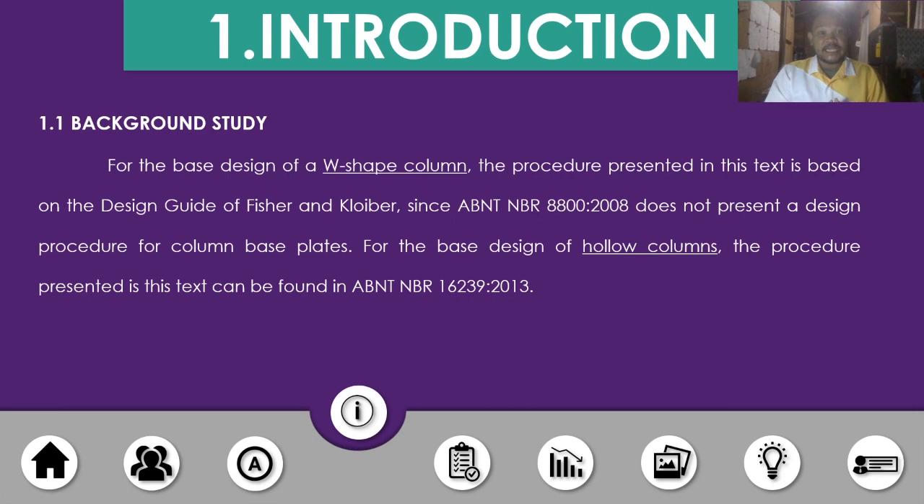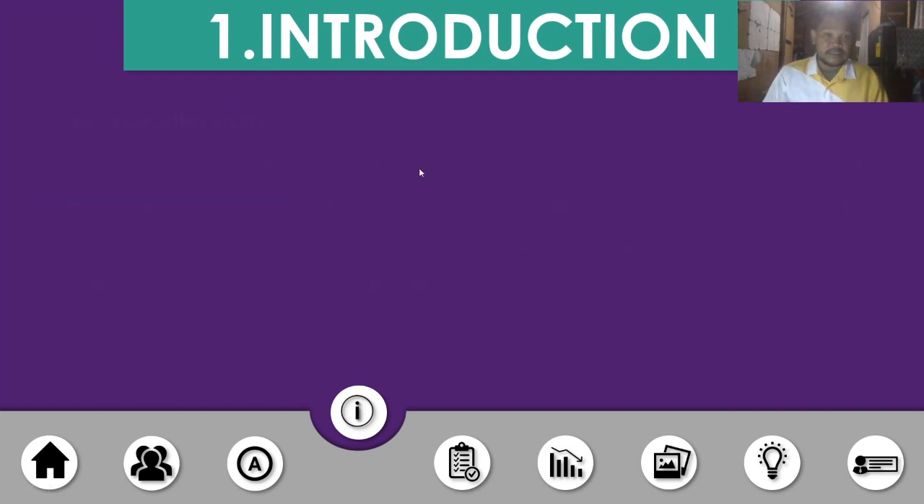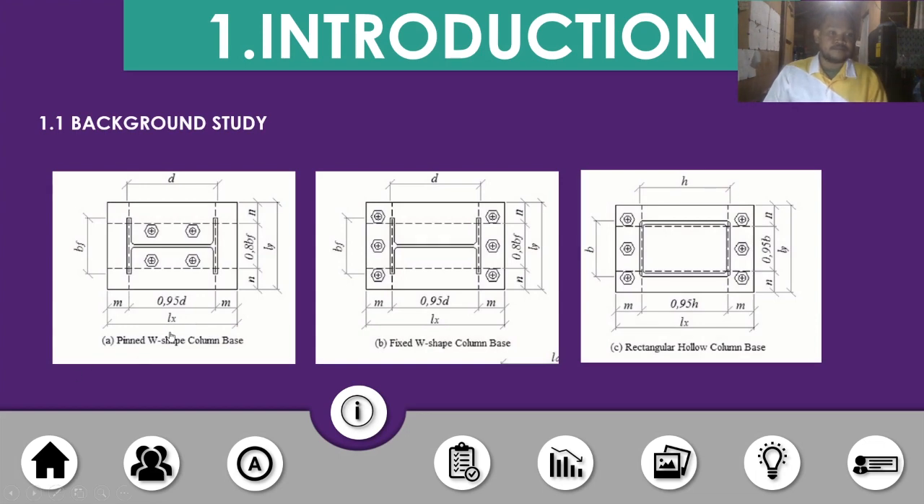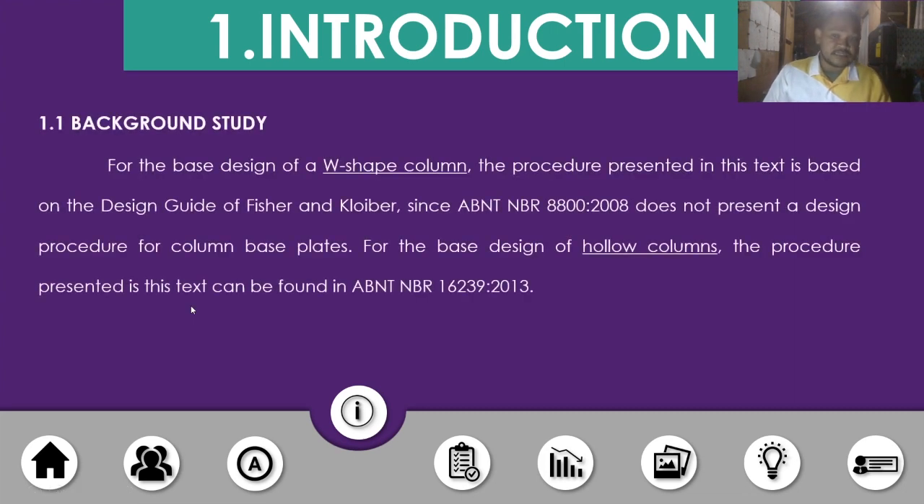So for the base design of W-shaped column, the procedure presented in this text is based on the design guide of Fisher and Kloiber, since ABNT NBR 8800/2008 does not present a design procedure for column bases, base plates.